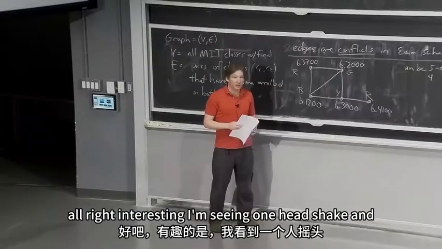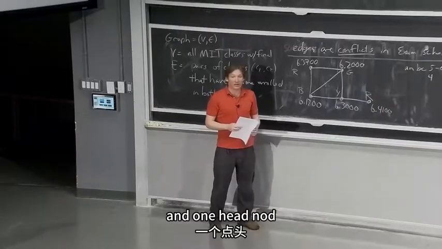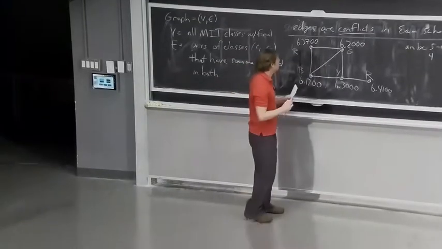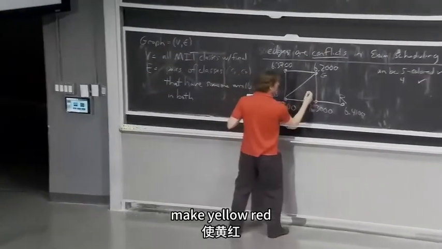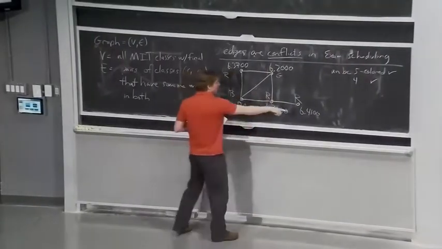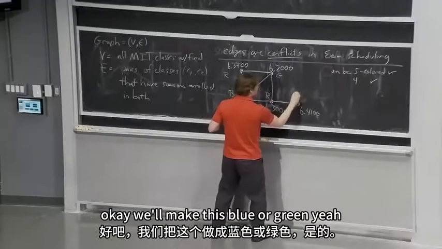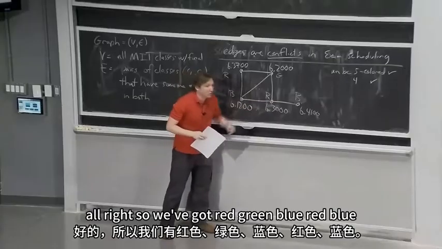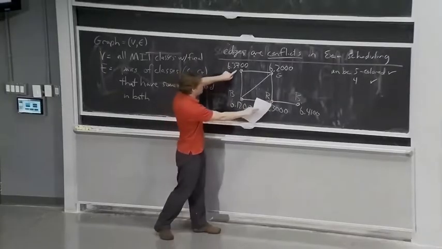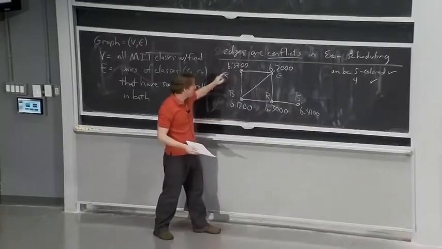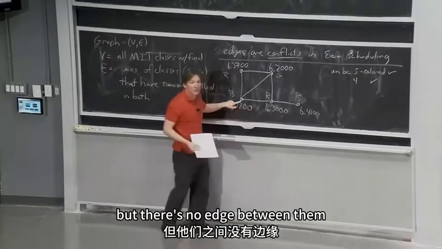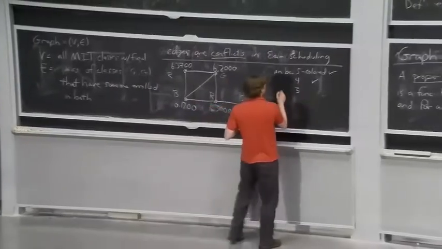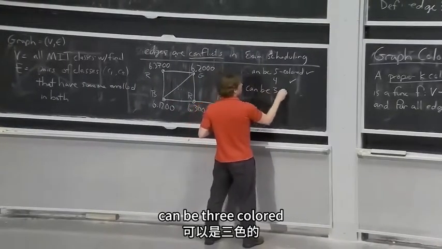All right, interesting. I'm seeing one head shake and one head nod. So yes, please. How about making the yellow a red? Make yellow red. And then making that right red like a blue or green. Okay, we'll make this blue or green, yeah. All right, so we've got red, green, blue, red, blue. So we've got two reds, but there's no edge between them, so we're fine. And we've got two blues, but there's no edge between them, so we're fine. This is absolutely a valid three-coloring. Can be three-colored.